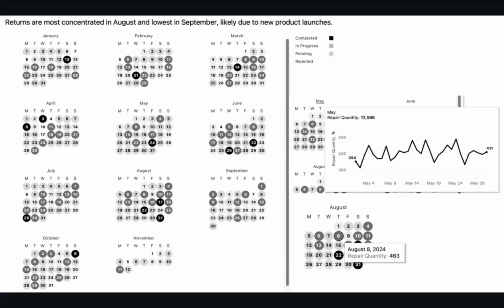Further, hovering over individual days reveals exact daily repair volumes. For instance, August 8, 2024 registers 463 repair cases, illustrating that the August peak is driven by consistently high daily activity rather than a single day spike.